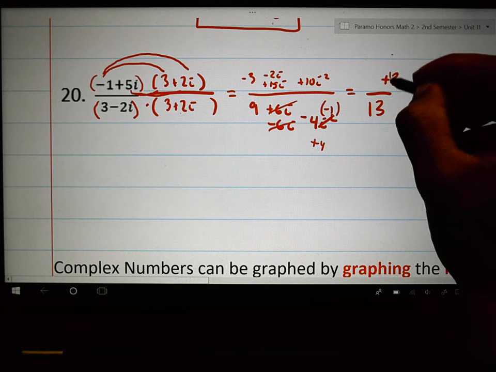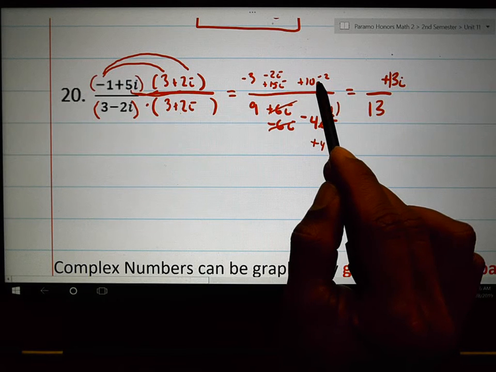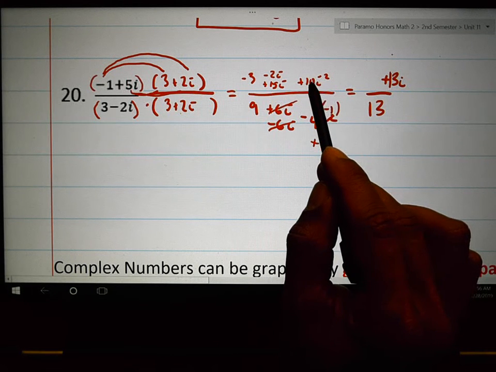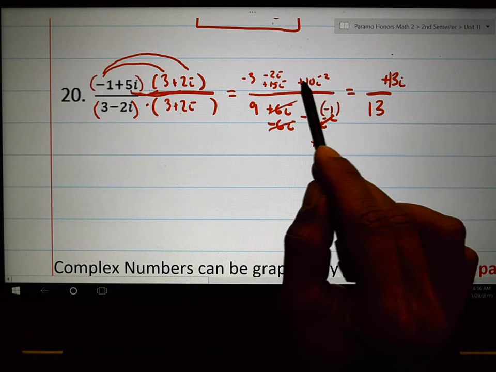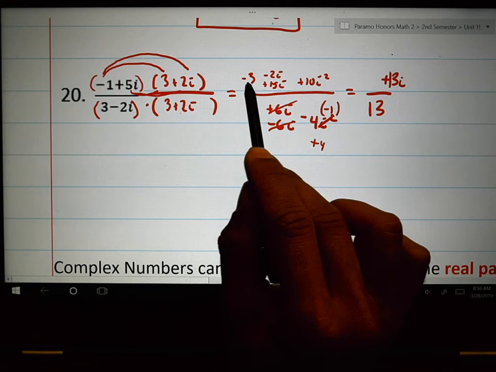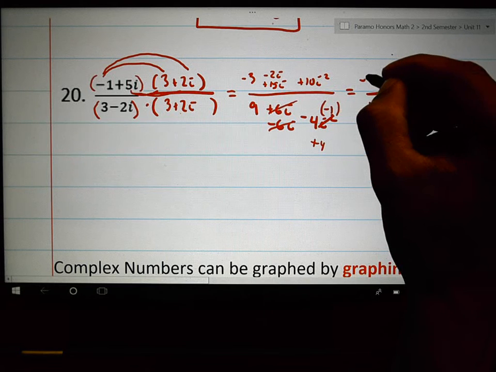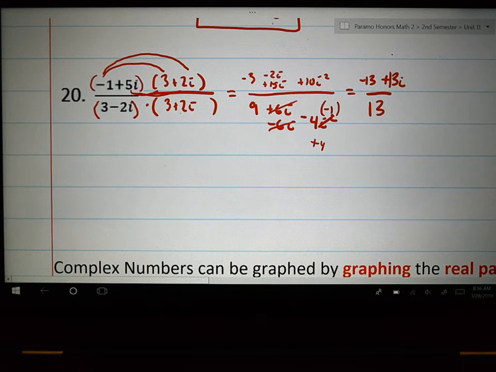13i plus 13i. The i squared and the 10 makes it a negative 10, which can combine with the negative 3. Negative 10 minus 3 is negative 13.